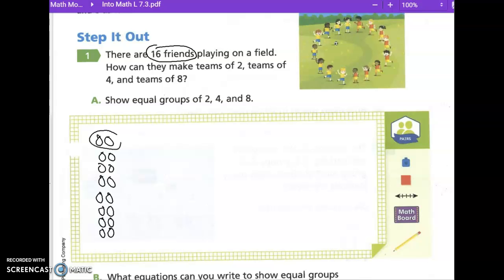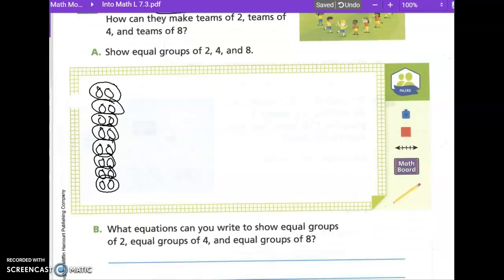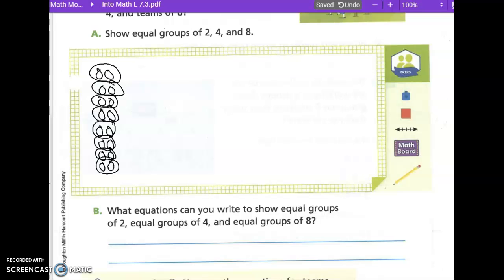Then we should circle our groups of 2 since we're doing teams of 2. 2 people to a team. And then how many groups of 2 do we have? 8. So below that you need to write 8 groups. Don't write it too big because we got to draw 2 other pictures on here. Of 2. So we have 8 groups of 2.